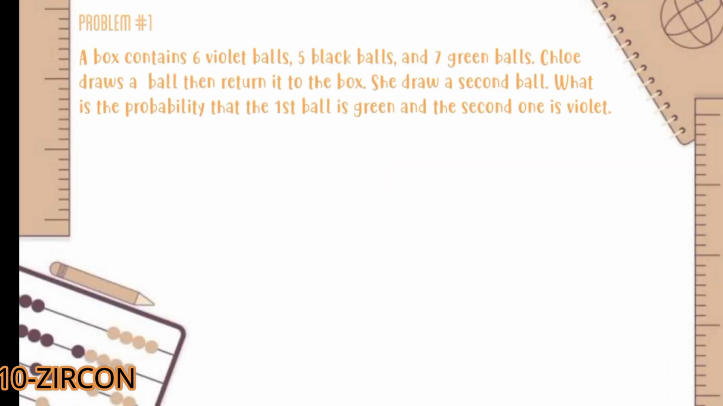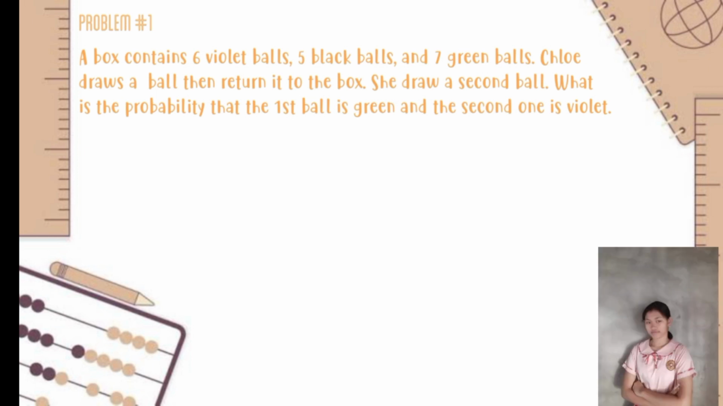Problem number 1. A box contains 6 violet balls, 5 black balls, and 7 green balls. Chloe draws a ball, then returns it to the box. She draws a second ball. What is the probability that the first ball is green and the second one is violet?